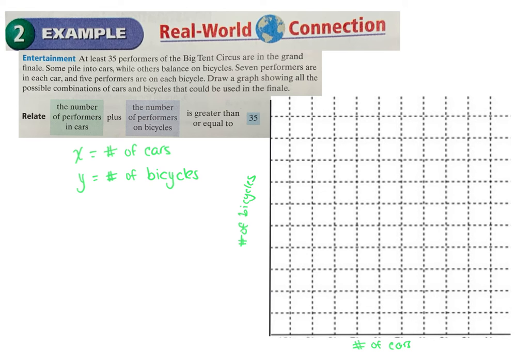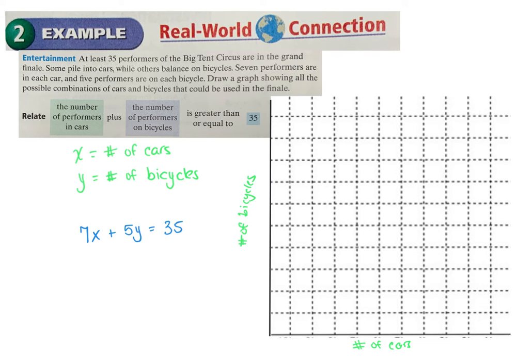All right, if I'm going to create an equation, then I go back and say, well, 7 can fit in each car, so that would be 7 times X. And then 5 can fit on each bicycle, so I'm going to say 5Y. And then at the very beginning of this problem, they told me how many performers I have altogether. That's 35. Now, this is a situation where I need to figure out what I'm going to use as far as greater than or less than, because this line would represent exactly 35 people.